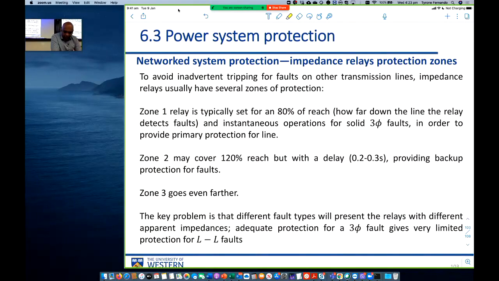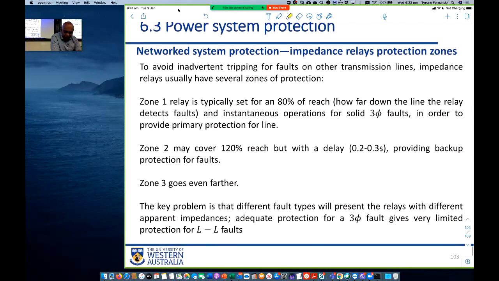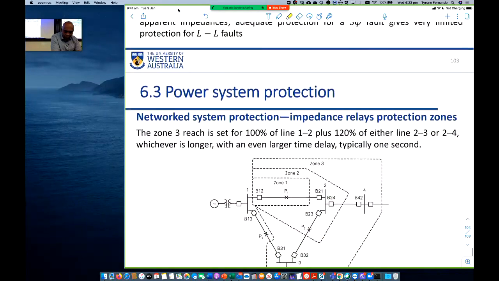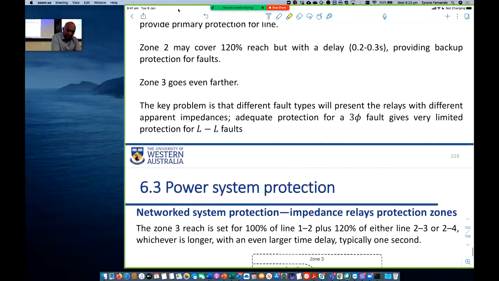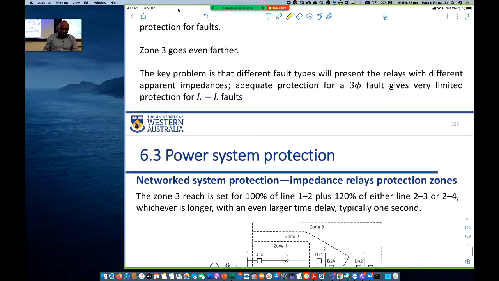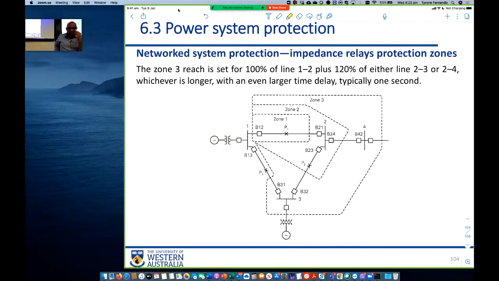To avoid inadvertent tripping on faults on other transmission lines, impedance relays usually have several zones. Just like in the radial network, where we had time delays associated with different circuit breakers, so that the circuit breaker closer to the fault will trip first and the others will provide backup protection, similarly you can have a similar setup for mesh networks by identifying zones.